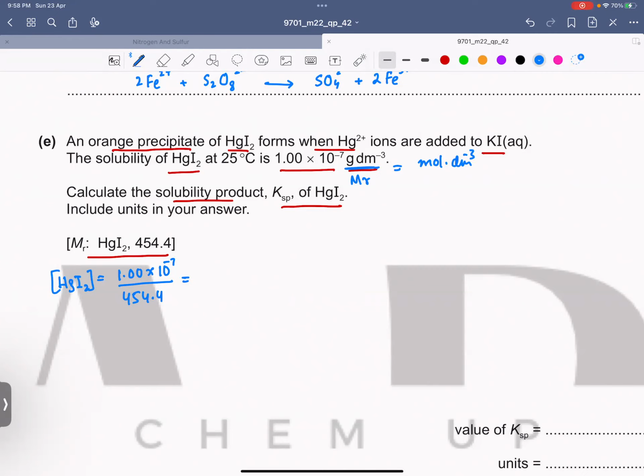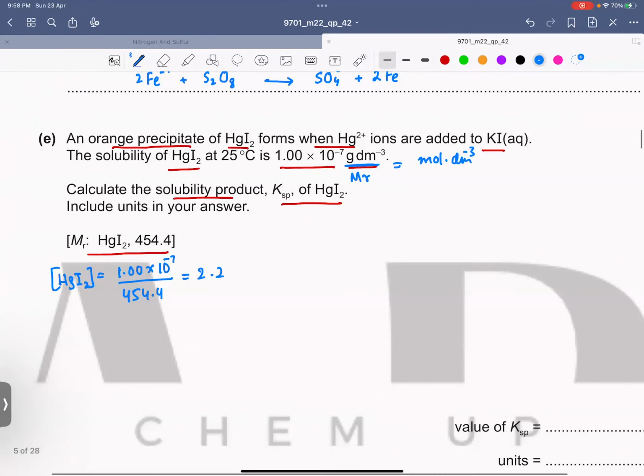Sorry, can you repeat? 2.2 into 10 to the power negative 10. Is it 2.20? Yes, sir, it is 2.20 into 10 raised to the power negative 10. So this is actually the concentration of HgI2.